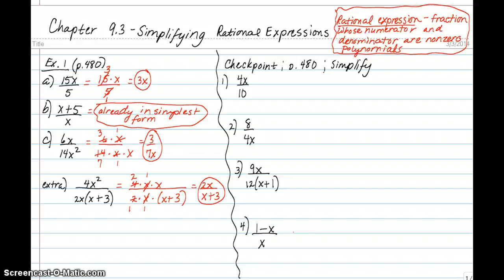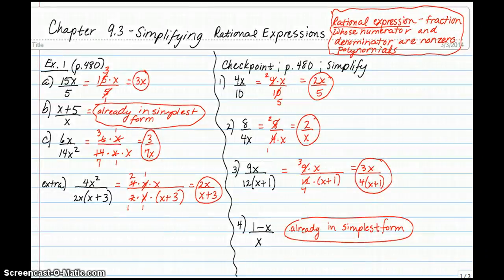All right, now using what you learned in A, B, C, and in the extra problem, I'd like you to try the checkpoint activities on page 480. I'd like you to try to simplify those. And then I'd like you to turn the recording on once you've done that and check your answers and listen to the explanation. If you're uncertain as to why you got something wrong, go back and listen to the explanation again.